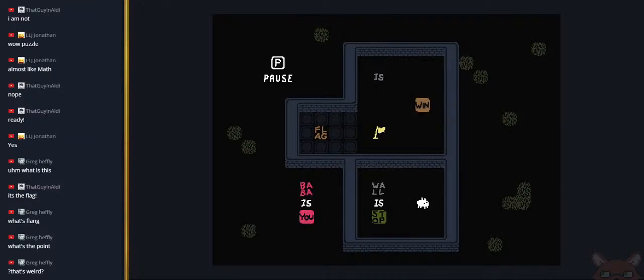Alright, time for a little rule discovery. Okay, because wall is stop, we cannot go anywhere past here. The only object we can interact with is this. This is what we know for certain. And would you look at that, we can move text around.